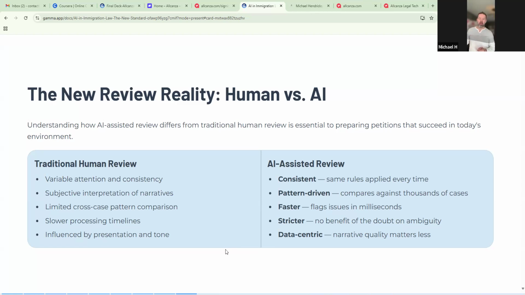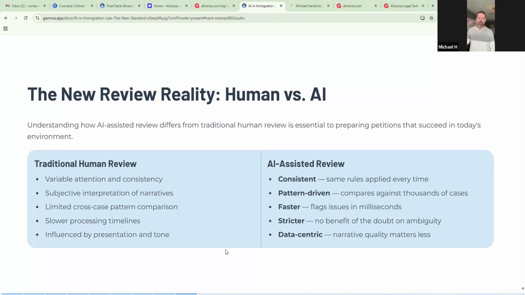Limited cross-pattern comparisons: seeing one document and then 50 pages later, seeing another document that may have a conflict. Humans have a hard time recognizing that pattern in a setting, right? So they would have to review it multiple times to determine if there is some type of pattern difference. Slower processing times, of course, we'll see them speed up, and influenced by presentation and tone, right?